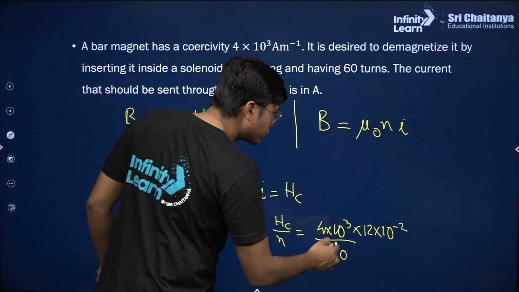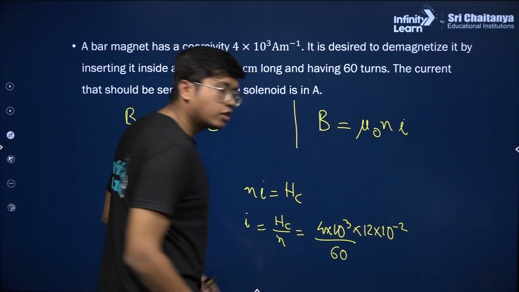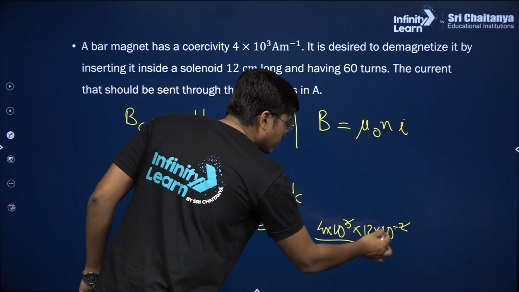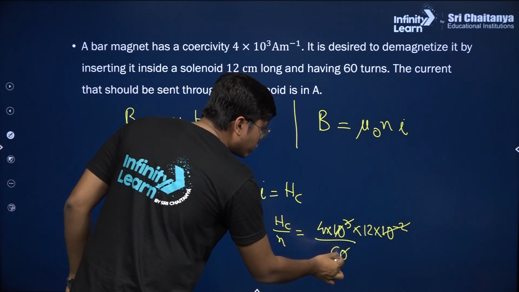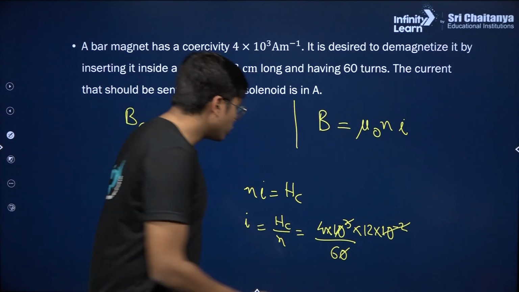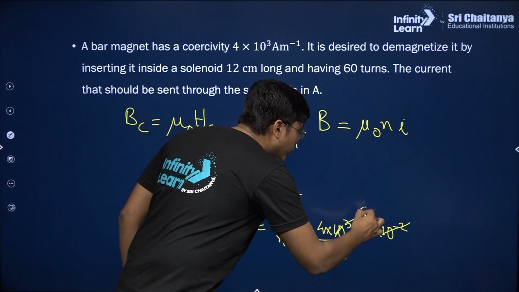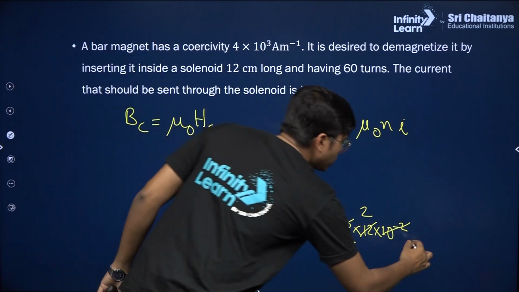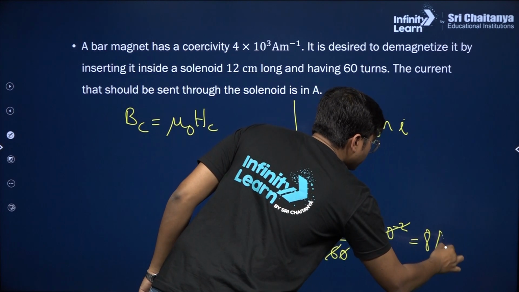What do we have? 10 to the power 3, 10 to the power minus 2. When they cancel, they leave you 10, right? This cancels with this. You have 10 remaining. You can cancel out that 10 over here. So you have the 6 going out with this 12 to give you 2. 2 into 4, and your final answer is going to be 8 amperes.